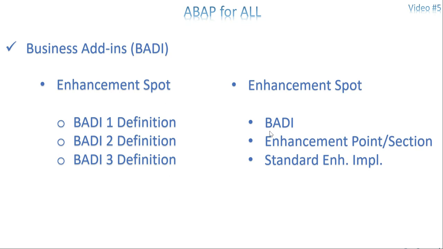Normally it's not required that you start from the enhancement spot. You can find a BAdI and go through it, because the enhancement spot does not play a major role from an implementation perspective. Okay, but you should know the design, how the enhancement spot and BAdI are in the hierarchical level. So the enhancement spot is always the first one.